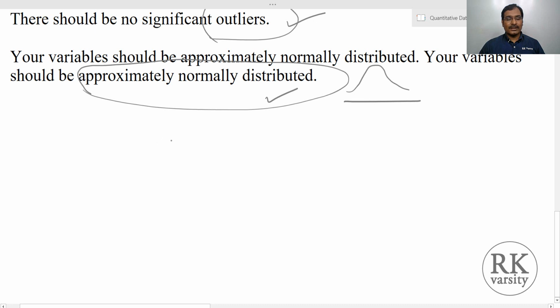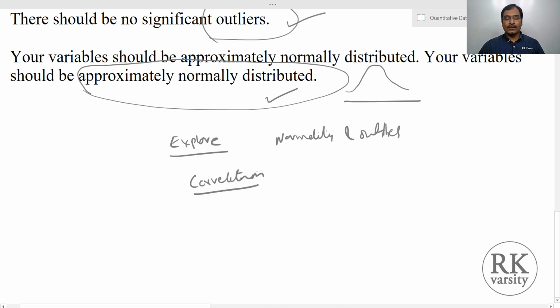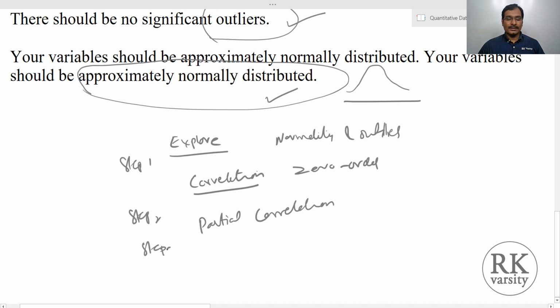First, in IBM SPSS you have to use Explore to check for normality and outliers. This is one. Then you need to run a correlation; as you have multiple variables, a zero order correlation. Then the partial correlation. So these are the three steps: step 1, step 2 and step 3.